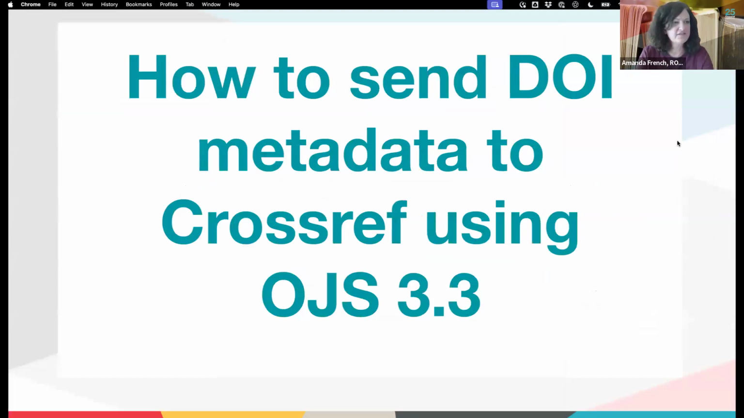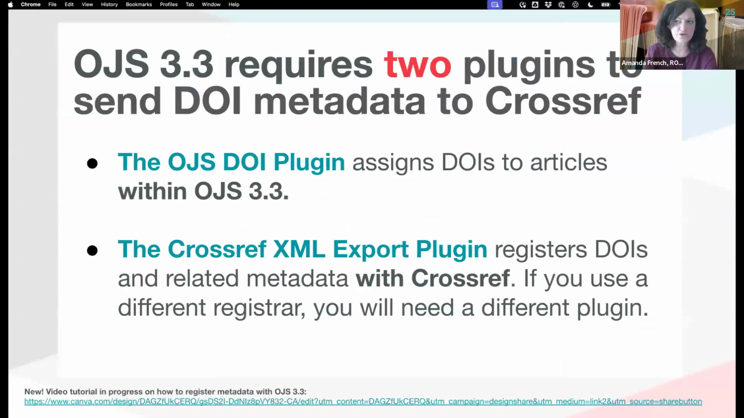So here's a very basic introduction to how to send DOI metadata to Crossref using OJS 3.3. Most of you are already doing this, but here's just a really brief introduction in case you're not. OJS 3.3 requires 2 plugins to send DOI metadata to Crossref. And it's important to note too that you do need to be a Crossref member before you can do this. So you should set up your Crossref membership. PKP can sponsor you in certain conditions. You can look into that.